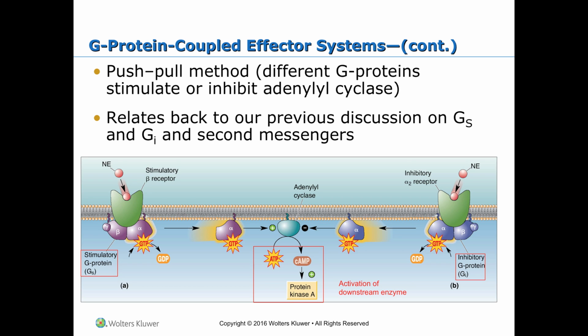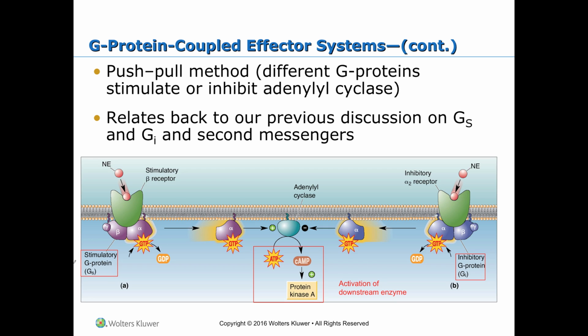So this is what's known sometimes as the push-pull method, where different G proteins can stimulate or inhibit adenylyl cyclase, creating cyclic AMP, which can then activate downstream enzymes, or, depending on the receptor subtype, can lead to an inhibition of this conversion, meaning no cyclic AMP.